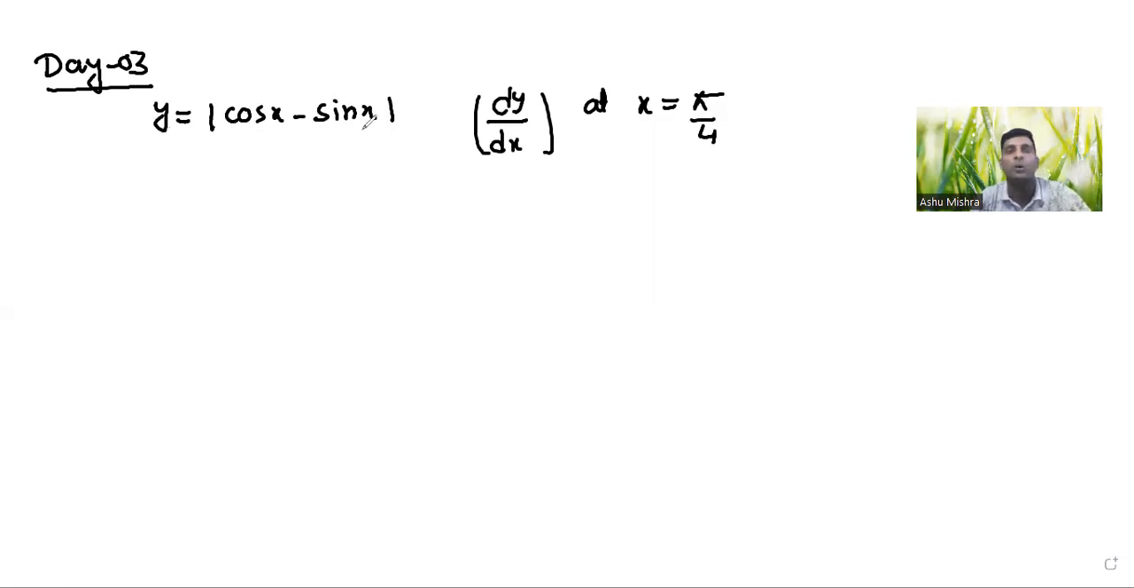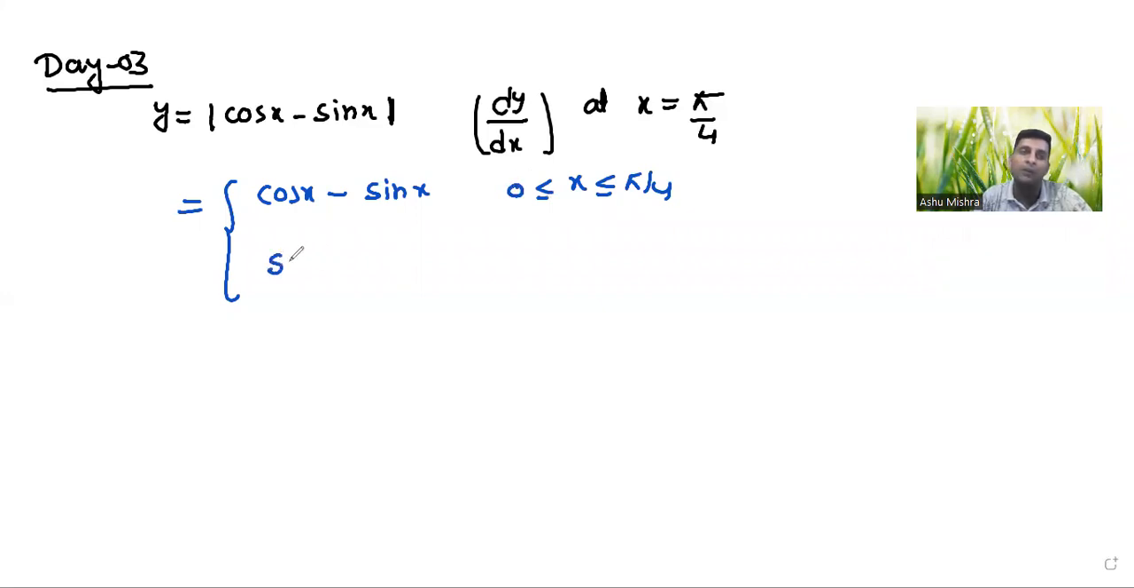Suppose y is equal to mod of cos x minus sin x, then find dy over dx at x equal to pi by 4. First of all, mod of cos x minus sin x is a modulus function. That means if I break this function according to trigonometric law, we get cos x minus sin x when x is less than or equal to pi by 4 and more than or equal to 0. The second one is sin x minus cos x when x is less than or equal to pi by 2 and more than or equal to pi by 4.